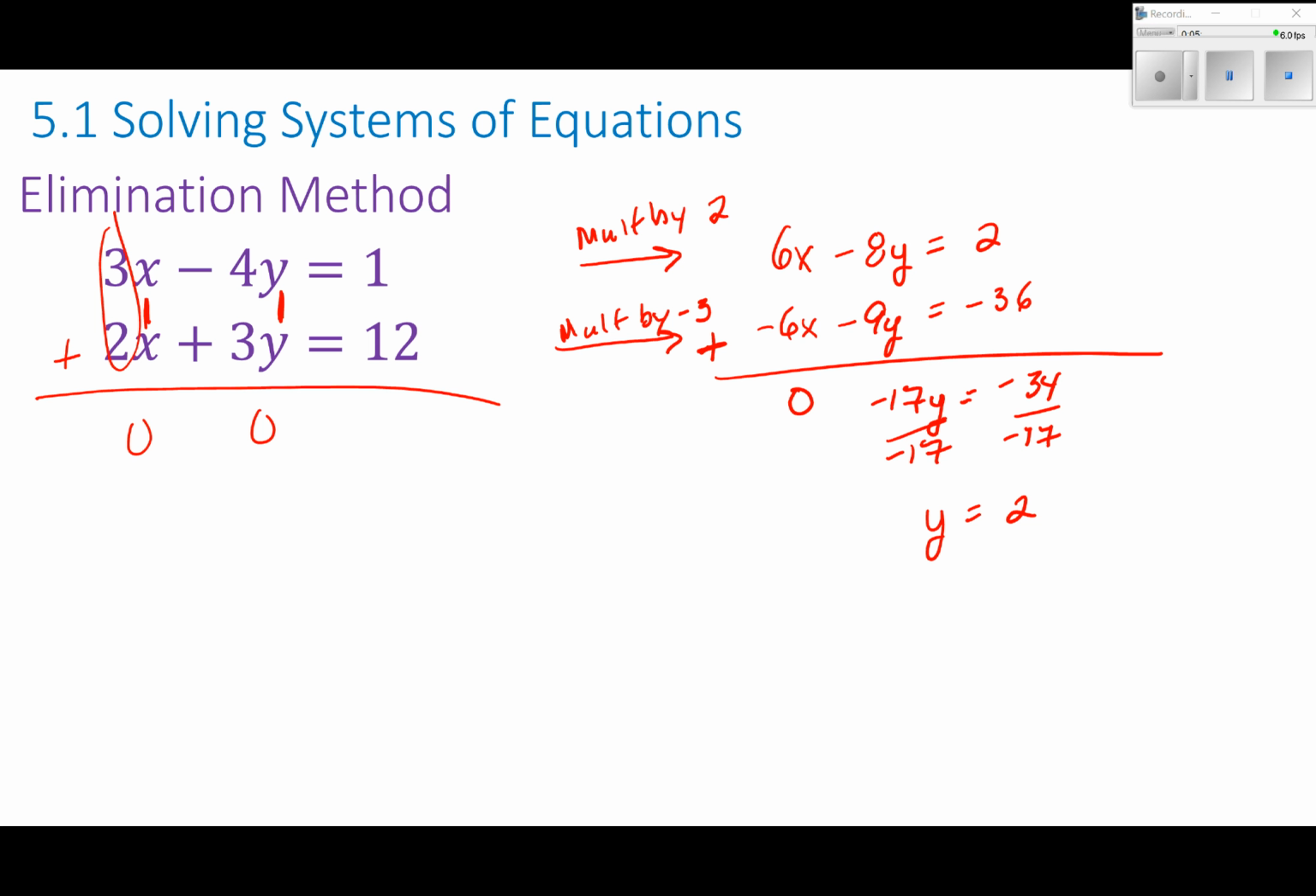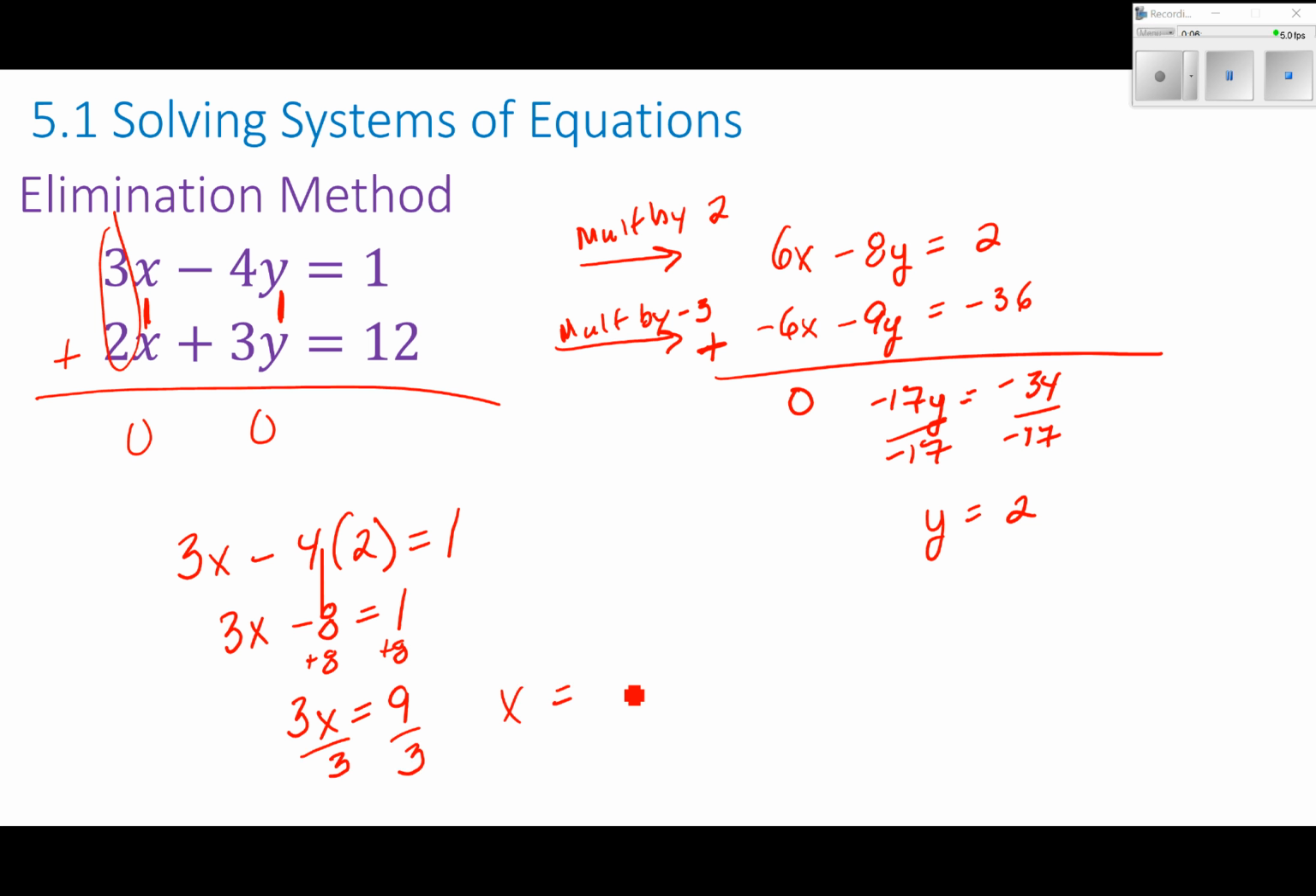Now I need to figure out what x is. So I can put this back into any of my equations. I'll pick this top one, 3x minus 4y equals 1. So 3x minus 4y, well, I know my y is 2, equals 1. So 3x minus 8 equals 1. If I were to add 8, I end up with 3x equals 9. Divide by 3, I end up with x equals 3. So where these two intersect, their solution is going to be (3, 2), the solution to this system of equations.